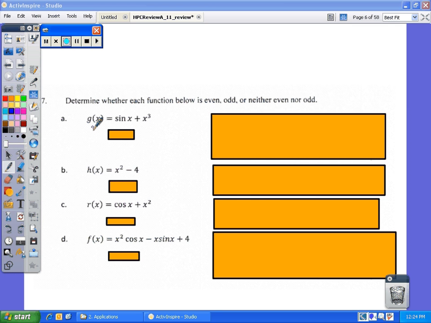Number 7, determine whether each function below is even, odd, or neither even nor odd. Alright, in looking at the 4 problems in problem 7, I notice that what I see are the trig functions sine and cosine. And I would like to take you back to the graphical representation of an even-odd function and then an algebraic approach to verifying it.